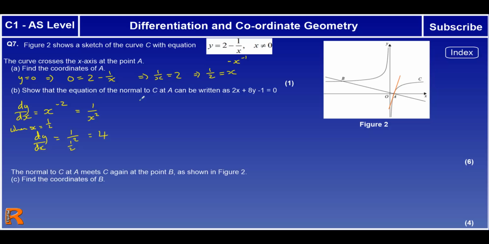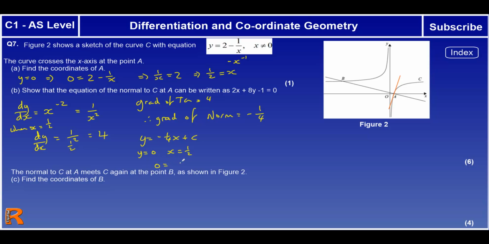So this is the gradient of the tangent, which equals 4. Therefore the gradient of the normal is minus 1 over 4. You change the sign, turn it upside down, reciprocate it. So that tells us that y equals minus a quarter x plus a constant. And we know that it's still the same coordinates, y equals 0 when x equals a half.